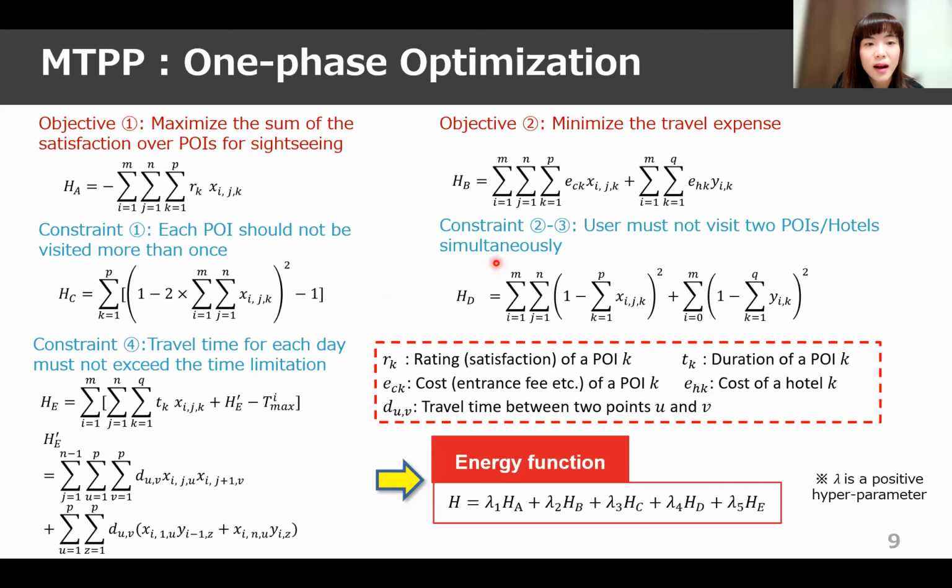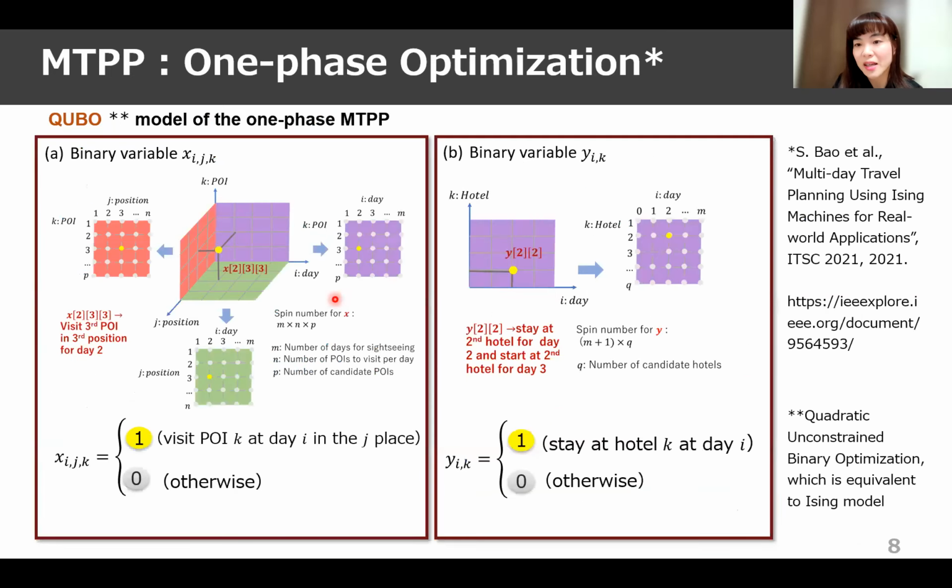Here are the detailed representations of objectives 1 and 2 and constraints 1, 2, and 4. If you would like a detailed explanation of those five equations, you can check my paper here. It was published in 2021 at the conference called ITSC. You may also find a detailed explanation of the QUBO formulation in this paper.